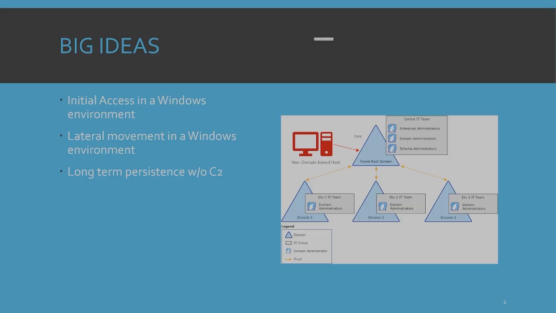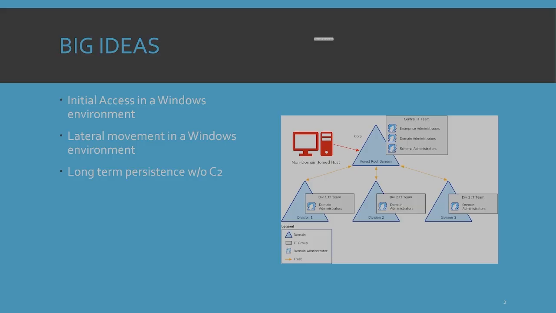For context, on the right hand side is the image of a standard Windows AD forest layout. At the top, there is the core forest root domain with a bunch of different groups within it, the enterprise admins, domain admins under the central IT team, and that is the core focus right now. We're not going to get into the other divisions, which might be different subdomains, child domains of that forest root. We're just not going to worry about that for now.